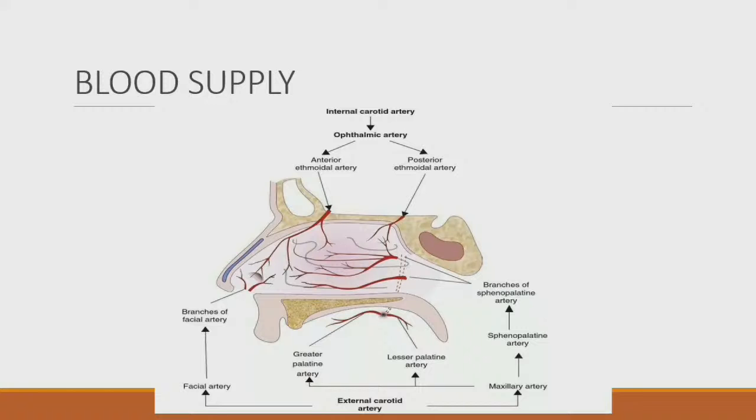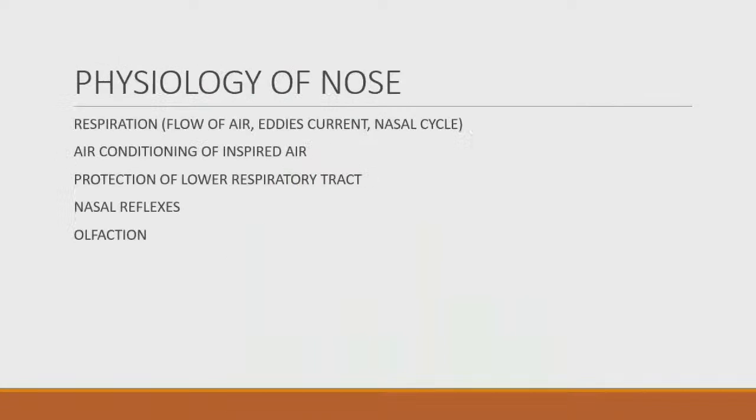So this is the blood supply of the nose: the two main arteries that supply the nose are the external carotid artery and the internal carotid artery. The internal carotid supplies through the ophthalmic artery two branches, the anterior and posterior ethmoidal arteries, whereas the external carotid artery takes part in the blood supply of the lower half, basically below that of the middle turbinate, and that part will be supplied by the greater palatine artery and the sphenopalatine artery itself.